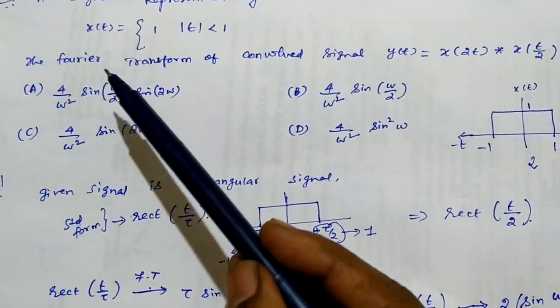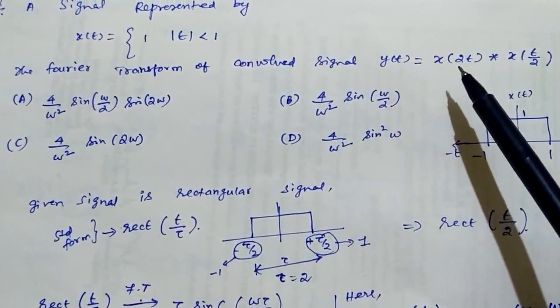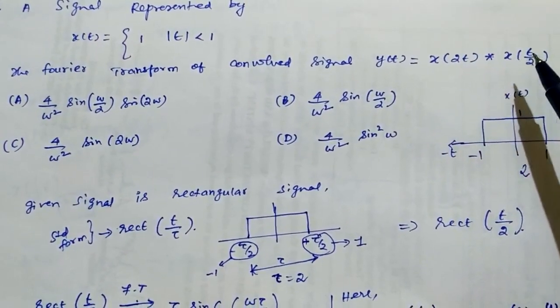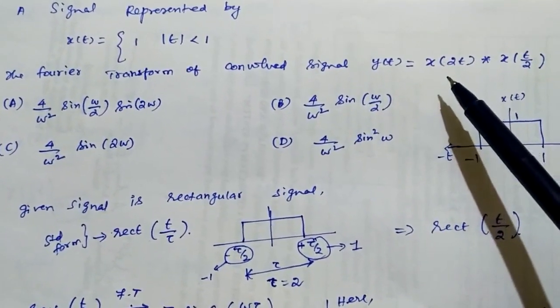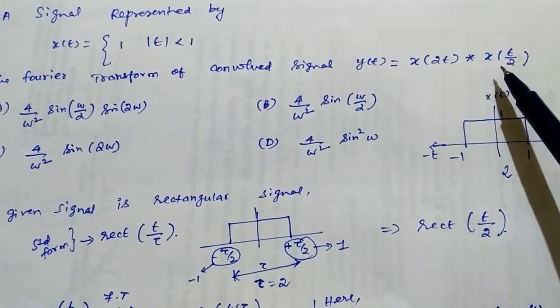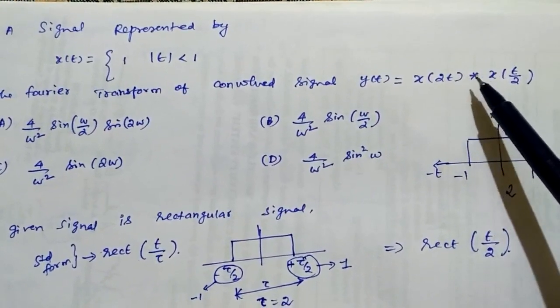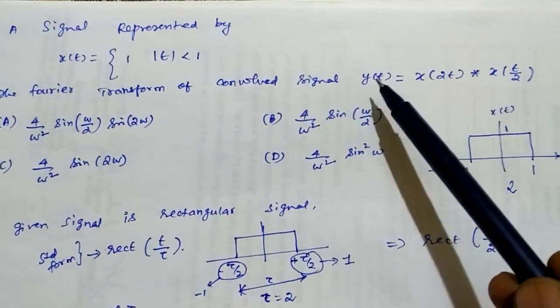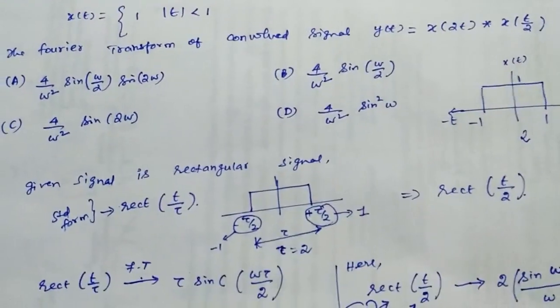Now the question is what will be the Fourier transform of the convolved signal y of t is equal to x of 2t and x of t by 2. So x of 2t means a downscaling of the given signal, and x of t by 2 means an upscaling of the given signal. When we make the convolution between these two signals we have some result. For that result, what is the Fourier transform they were asking.